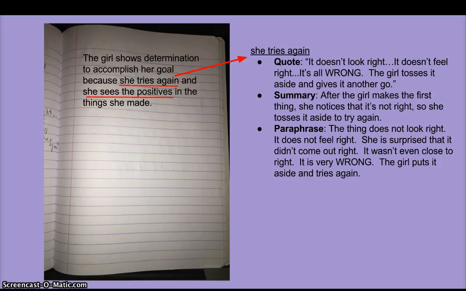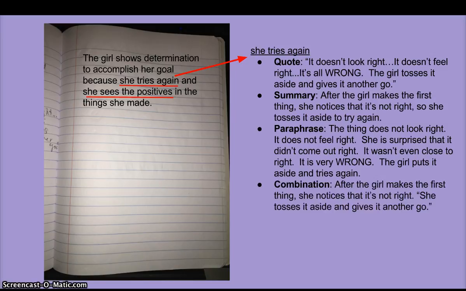I wonder if maybe I could combine techniques. Maybe I could quote and summarize about her trying again. Maybe I could do something like this. After the girl makes the first thing, she noticed that it's not right. She tosses it aside and gives it another go. You'll notice that I'm combining a summary with the quote. Maybe I could do that.